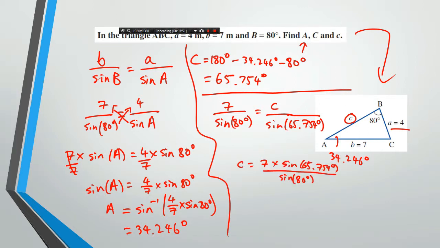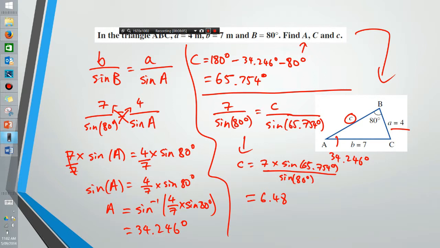If we multiply it on sine 65.754 degrees on both sides, you should see that you get C underneath here. Once you put this into the calculator, you should see that you'll get 6.48.